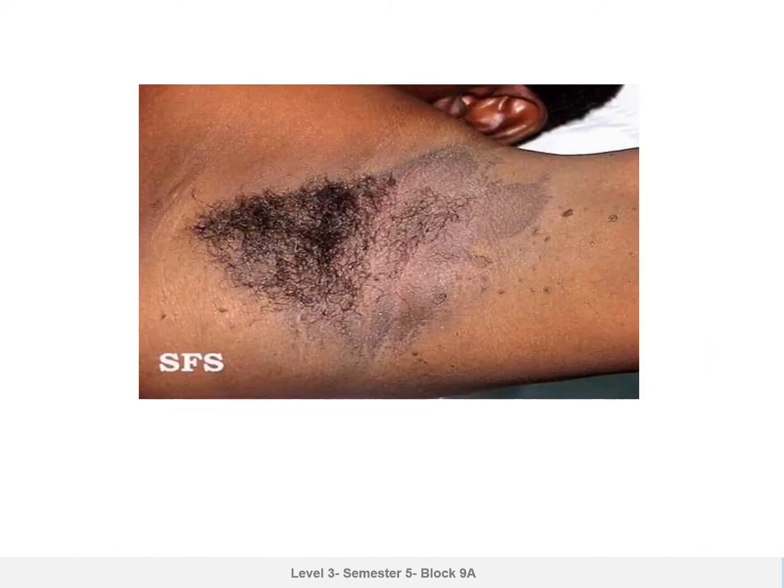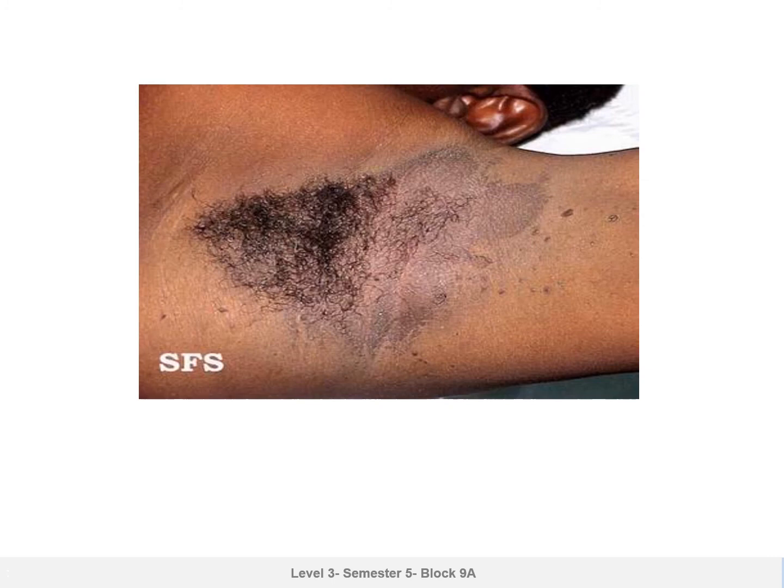This is a photo of erythrasma, characterized by scaly hyperpigmented patch. Patch means a primary lesion of the skin characterized by just a change in the color of the skin, not elevated, not depressed, just a change in color. The difference between macule and patch is the size.